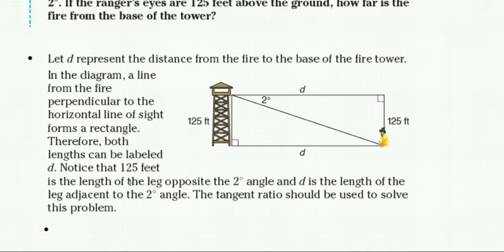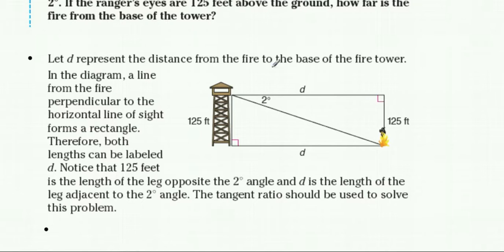Notice that 125 feet is the length of the leg opposite angle 2. Why is it 125 feet? Because the ranger's eyes are 125 feet above the ground. That's the reason why you have 125 feet. 125 feet is the length of the leg opposite angle 2, and D is the length of the leg adjacent to angle 2. The tangent ratio should be used to solve this problem.